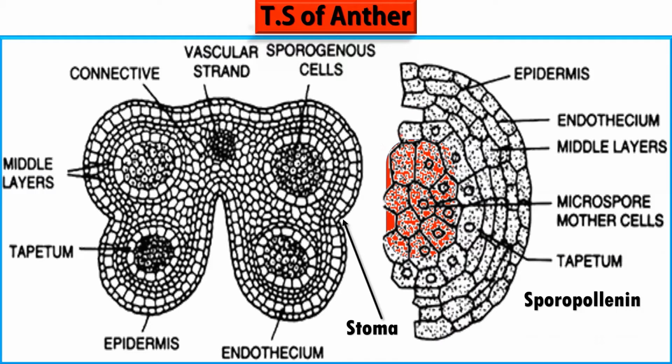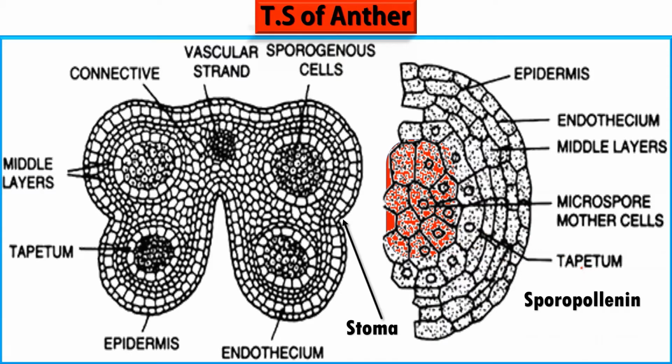Its outermost layer is the epidermis. It is made up of flattened cells. The layer below the epidermis is called endothecium. This endothecium is made up of radially elongated cells. Endothecium is followed by the middle layer, which is composed of thin-walled cells. On its inner side, the middle layer shows a single layer of cells called tapetum.